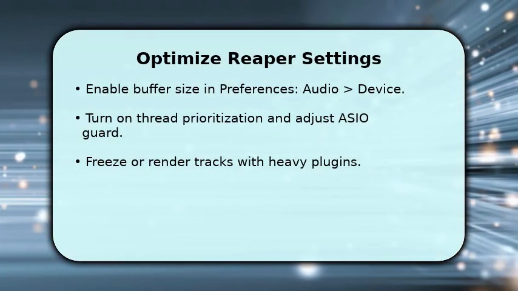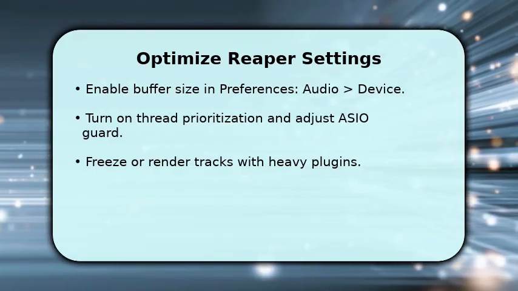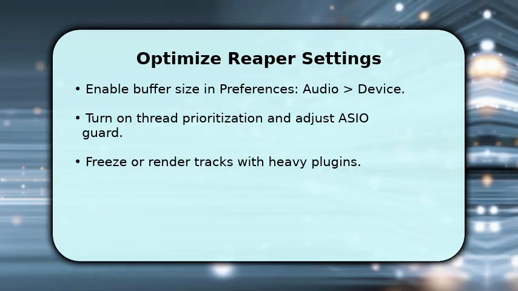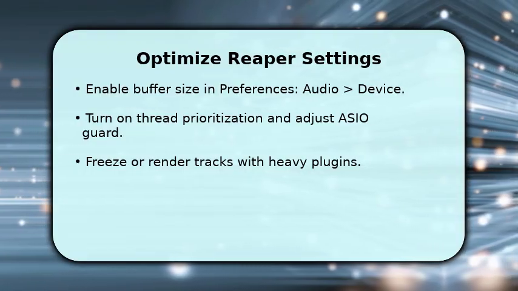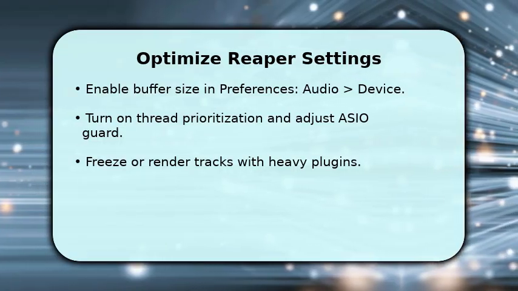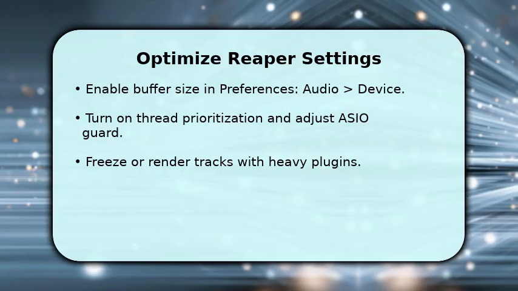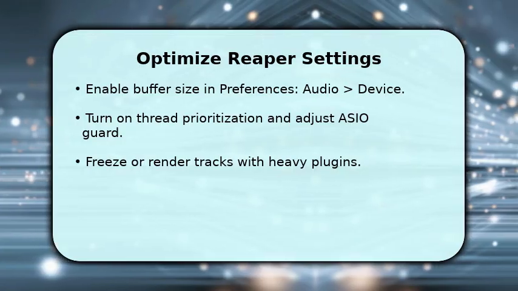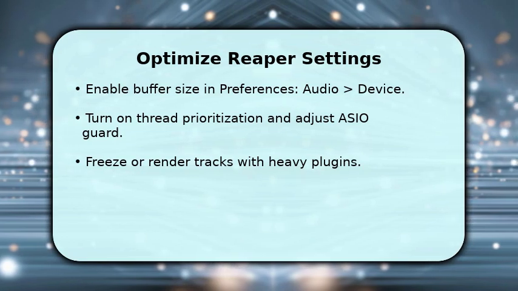Now you optimize Reaper itself to reduce round-trip delay. Open Preferences, go to Audio Device, and confirm buffer size and sample rate match your interface. Enable thread prioritization or boost Reaper's CPU priority if available. Use an ASIO guard and experiment with its settings to pre-buffer processing. Once you identify CPU-heavy plugins, freeze or render those tracks to samples, and use track freezing to offload real-time processing. This lowers real-time latency while keeping your mix intact.